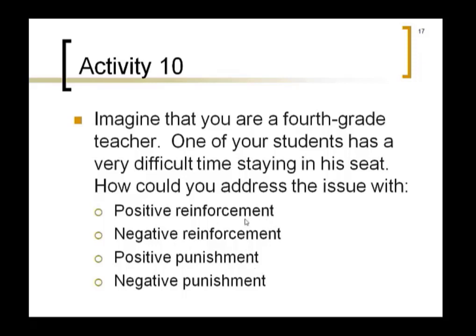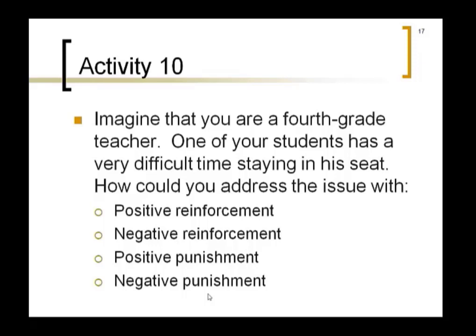Positive reinforcement: add something good to make a behavior more likely. Negative reinforcement: take away something bad to make a behavior more likely. Positive punishment: add something bad to decrease the likelihood of the behavior. Negative punishment: take away something good to decrease the likelihood of the behavior.